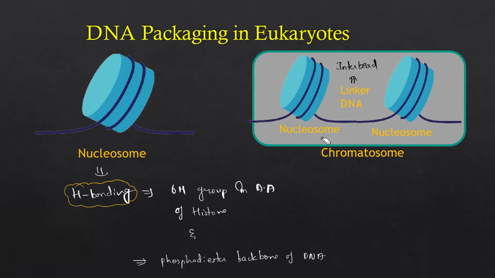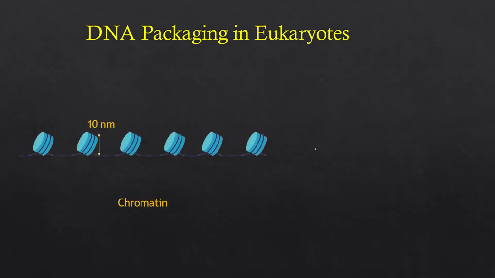And whatever the H1 protein is there, it is present on this linker DNA and it will prevent the unwrapping of this nucleosome. Okay. So what is chromatosome? Chromatosome is nothing but the pair of nucleosome plus linker DNA. Together, we call it chromatosome. Remember this. Now, like these groups of nucleosomes on linker DNAs, we call it chromatin.